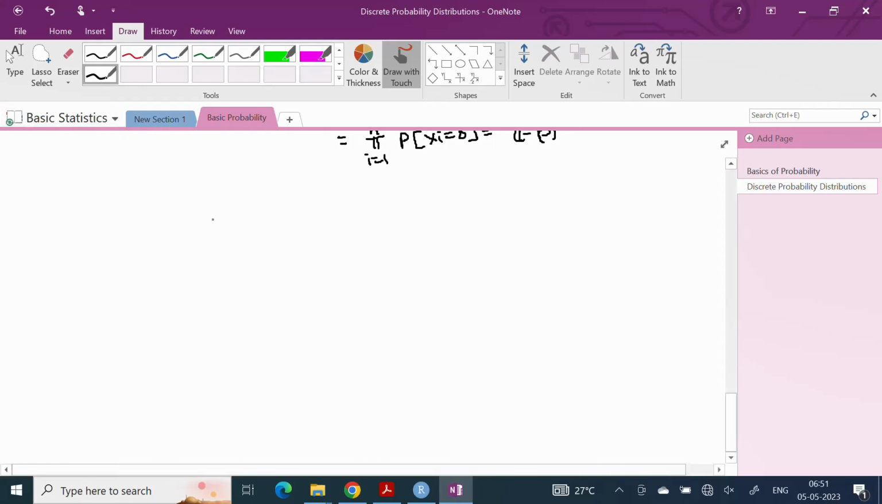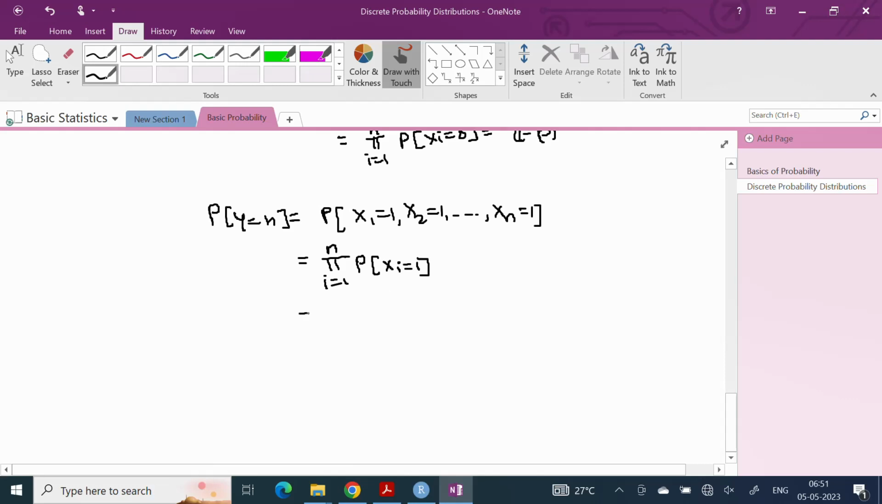Similarly, the probability of y taking value n can happen if all xi's are 1. So x1 is 1, x2 is 1, xn is 1. This means the product over i going from 1 to n of the probability of xi equal to 1, so this is p raised to n, because each xi is 1 and the chance of that happening is p.